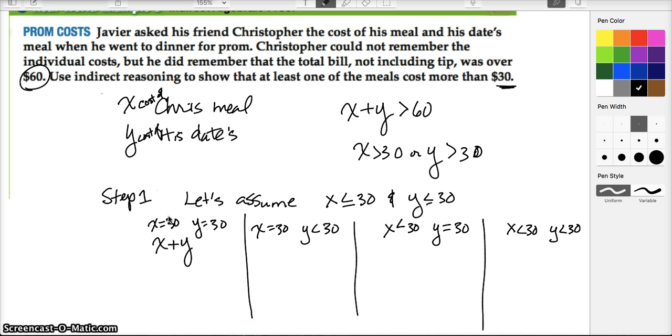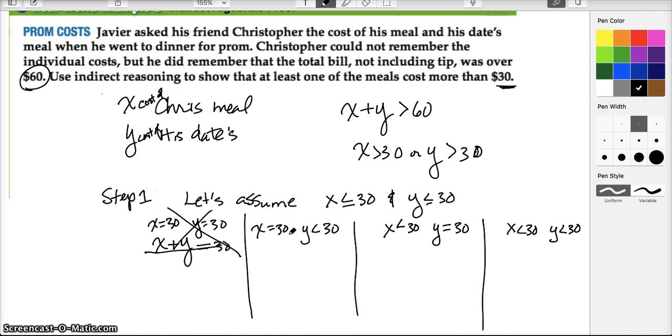If this were the case, then either both of them are exactly 30, where X plus Y would equal 60, right? But that's a direct contradiction to this, because we are assuming that X plus Y is greater than 30 as per Chris's proclamation. So this cannot be the case. This is not the circumstance that's happening.